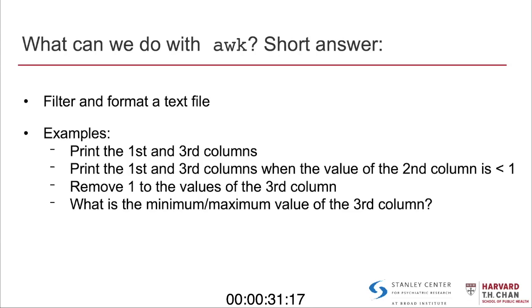Okay, so first, what can we do with the awk command? The short answer is you can use the awk command to filter and format a text file. For example, you can use it to print some selected columns, for example, the first and the third one. But you can also print these columns only if the value of a different column is, for example, lower than 1. Also, you can edit some columns, for example, removing 1 from the values of the third column or multiplying by some number. Or you can use awk to find the minimum or maximum value of a column.